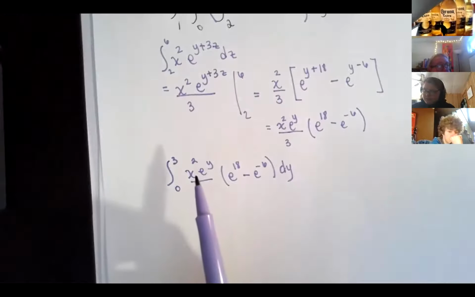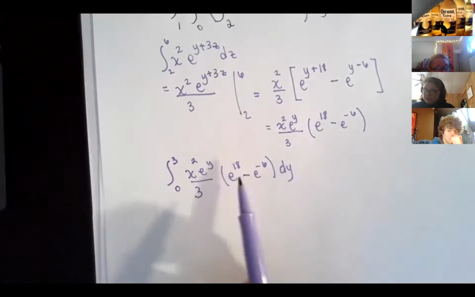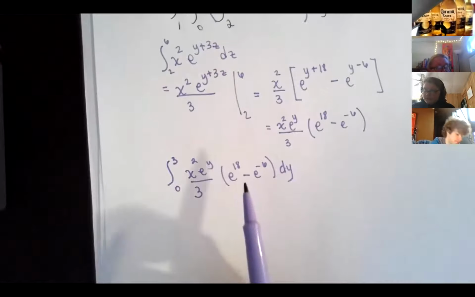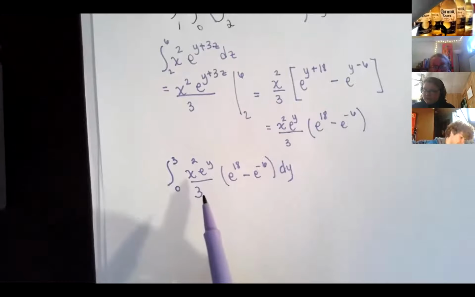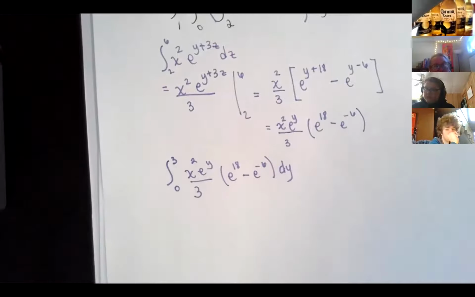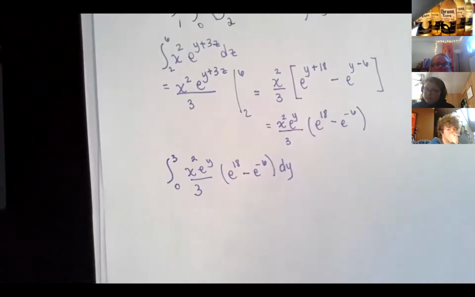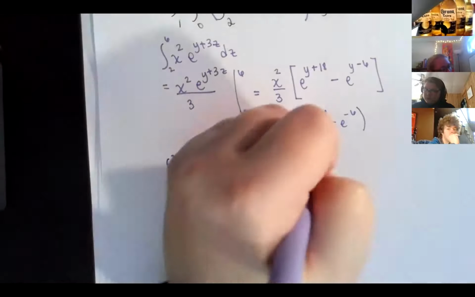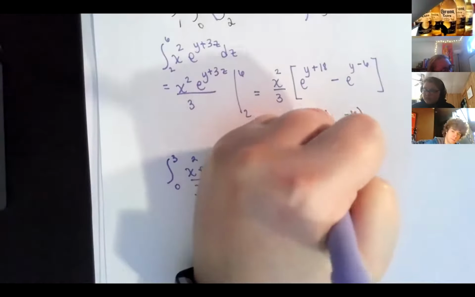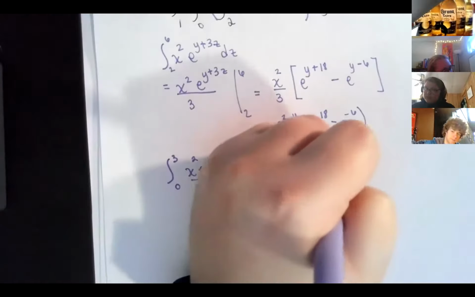Well, can we just pull out the e to the 16 minus e to the minus 6 and the over 3, and the over 3? Yep, and also technically the x squared too, because that's going to be treated as a constant because it's not a function with respect to, or sorry, a variable that's dealing with y. So I'm just going to pull all that mess out.